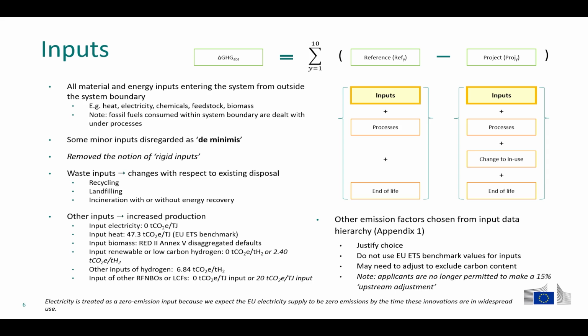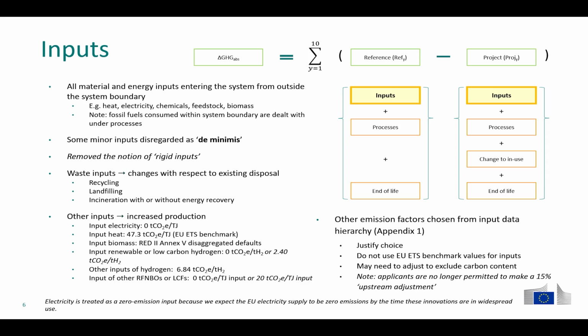In the case of input electricity, that is assigned an emission factor of 0 tonnes of carbon dioxide per terajoule, reflecting the expectation of decarbonisation of the European energy grid in the years to come. For heat used as an input, the emission factor is 47.3 tonnes of carbon dioxide per terajoule, which is the EU ETS heat benchmark. While for input biomass, where available, disaggregated default values from the Renewable Energy Directive Annex 5 should be used.